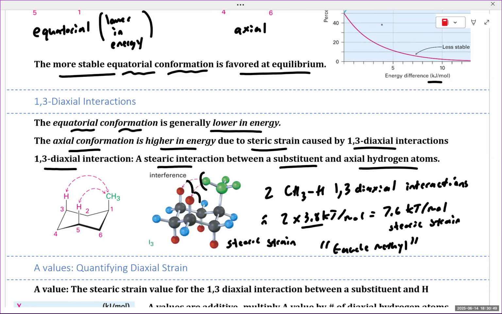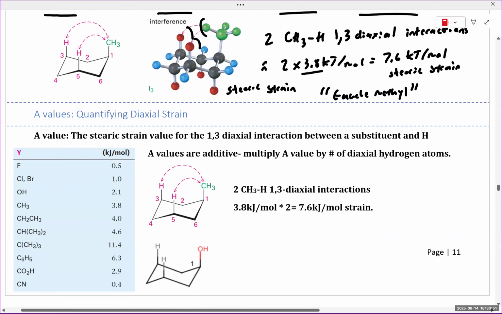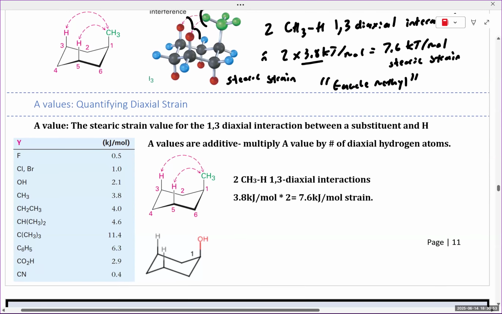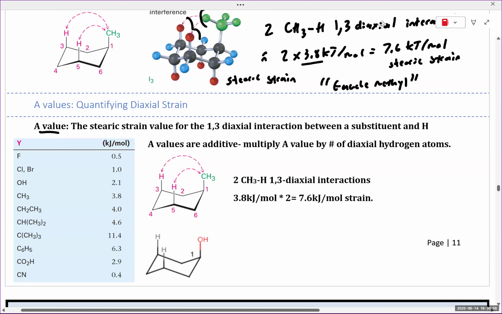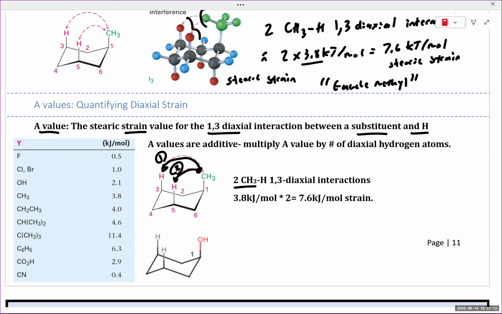Now, how do we quantify diaxial strain? We use what are known as A values, which is the steric strain value for the 1,3-diaxial interaction between a substituent and a hydrogen atom. So in this case, if we have a methyl group axial, we have 1, 2 methyl-hydrogen 1,3-diaxial interactions for a total of 7.6 kilojoules per mole of strain.